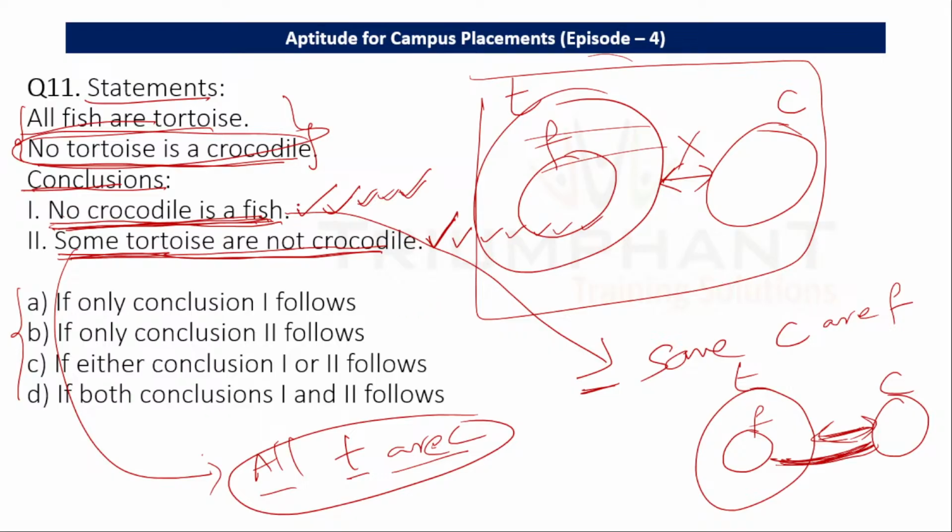Therefore, first one true, second also true. So the answer is both 1 and 2. Conclusion 1 is true, conclusion 2 is also true. Though both are negative, they are not only true in the basic Venn diagram, they are true in every other alternate Venn diagram also.